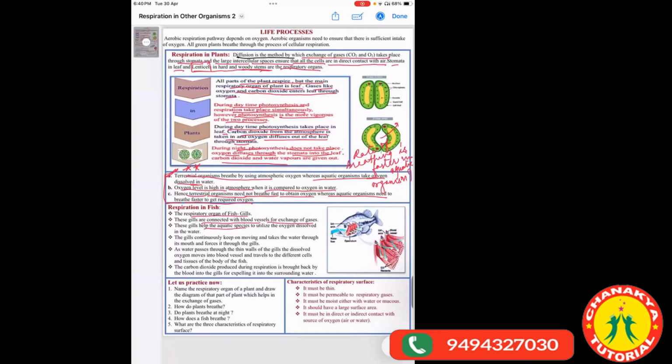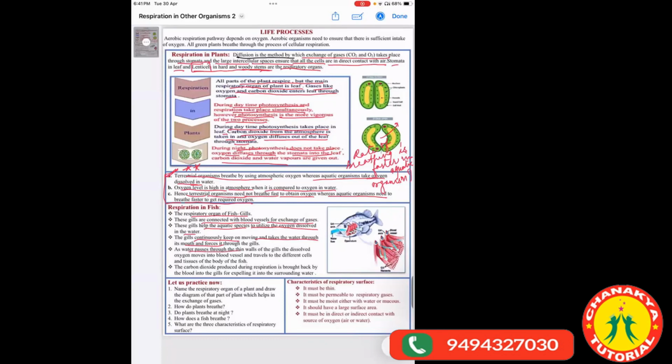These gills help the aquatic species to utilize the oxygen dissolved in water. So that is why they have the gills. With the help of the gills, they will be using it. The gills continuously keep on moving and take the water in through the mouth. That is why you might have seen in the fishes that continuously they will be moving the gills, and through that, they will be taking the water into the mouth.